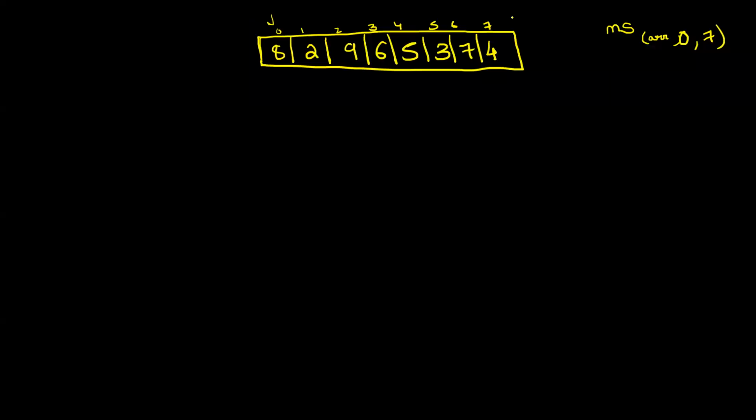Let's say this is L and this is R. You have to sort from index number 0 till index number 7. So definitely this is a valid part of an array which I have to sort. So what do I do? First of all, inside this function, I will be computing mid.